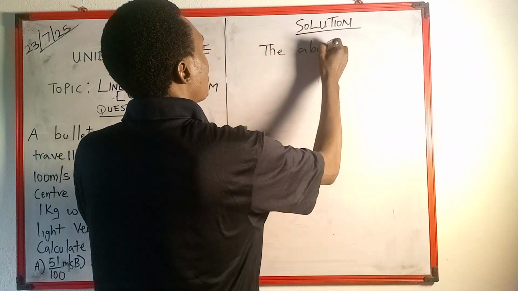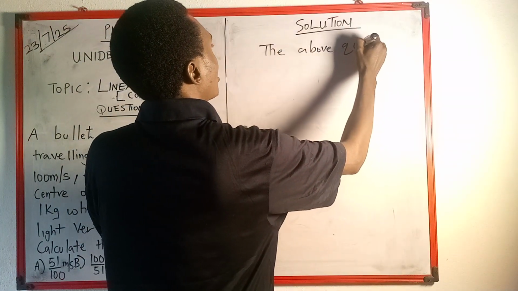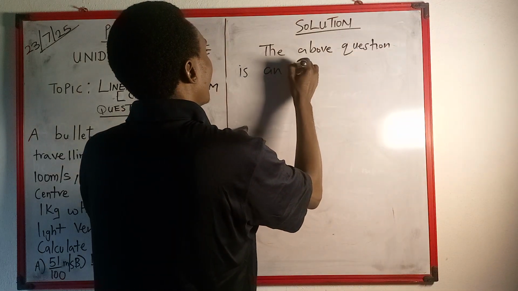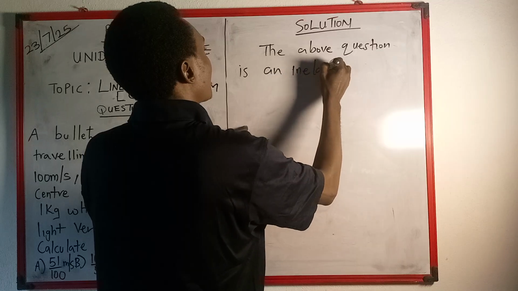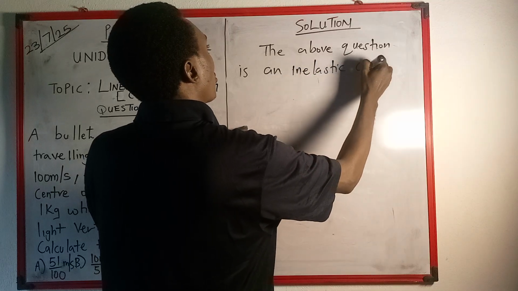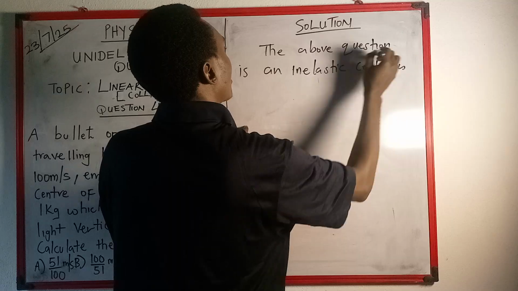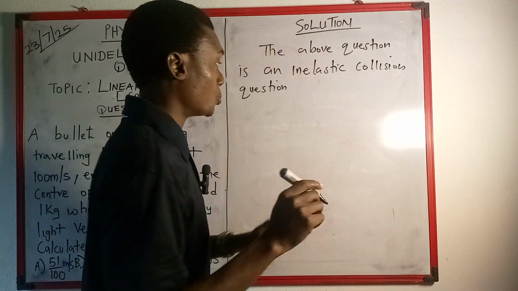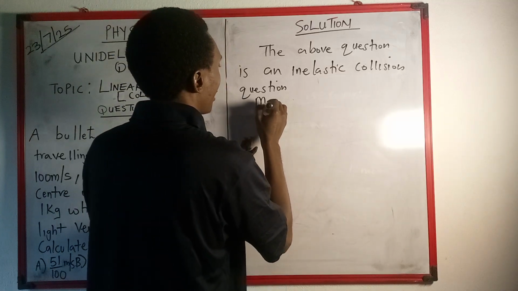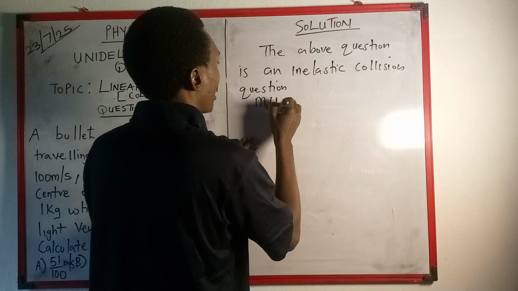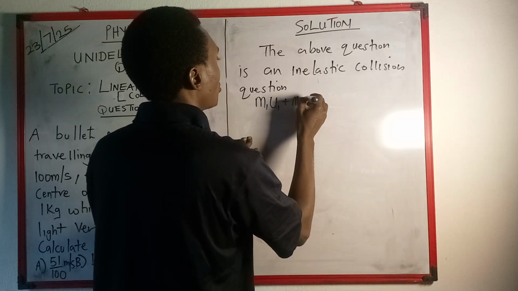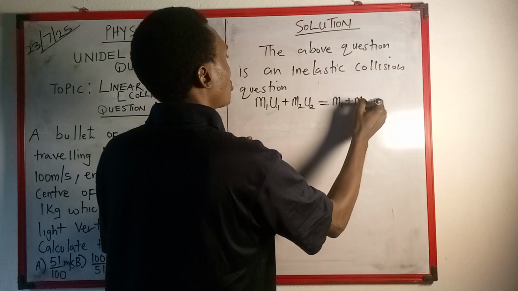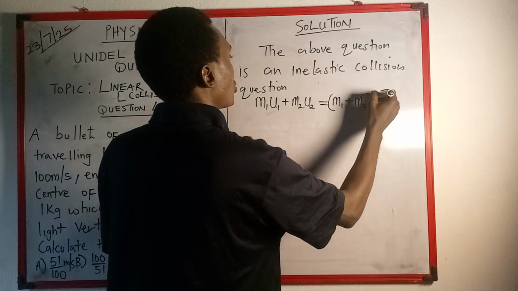The formula we use to solve an inelastic collision question is m1 u1 plus m2 u2 is equal to m1 plus m2 times V.